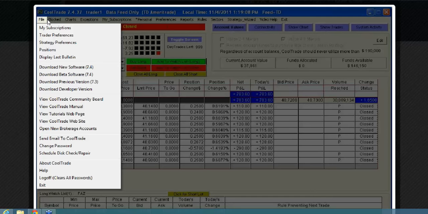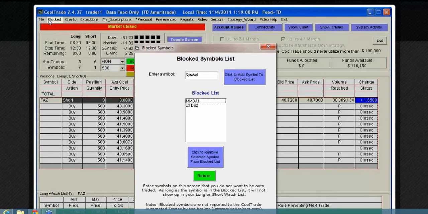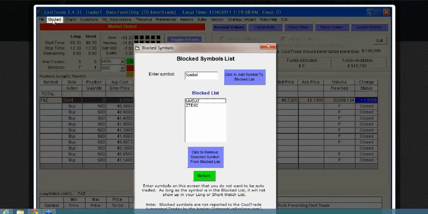The second one here is if you are running a strategy and a stock made your watch list and you didn't like that particular stock, you could go ahead and enter it and click the add symbol to my block list. And what that's going to allow you to do is block that symbol. Then the robotic trader will never consider buying it.